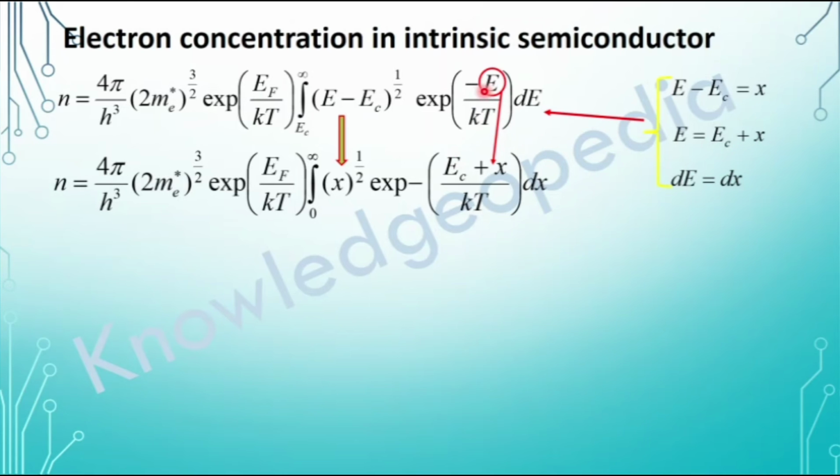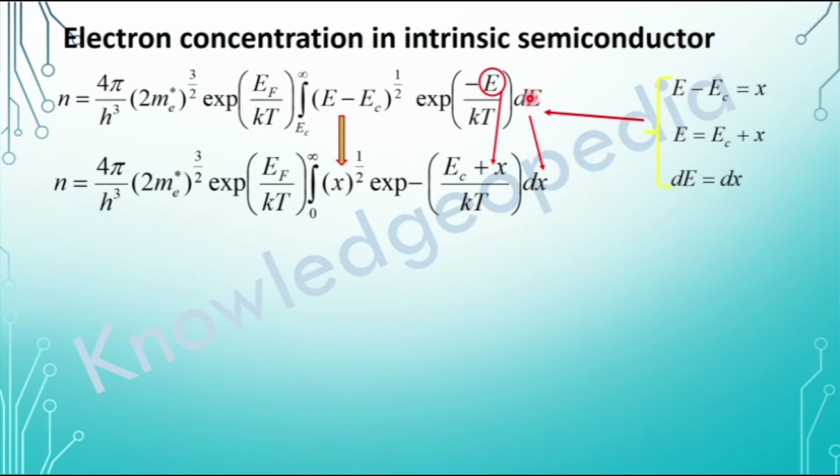So in place of this minus sign, you can see it is over here. This E is equal to EC plus X. What is dE? dE is equal to dx. So these are the substitutions made over here to do the integration. Now we'll check how the limits are changing after changing the variables from E to X.